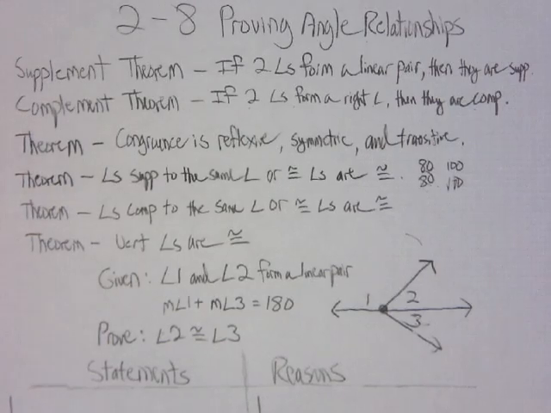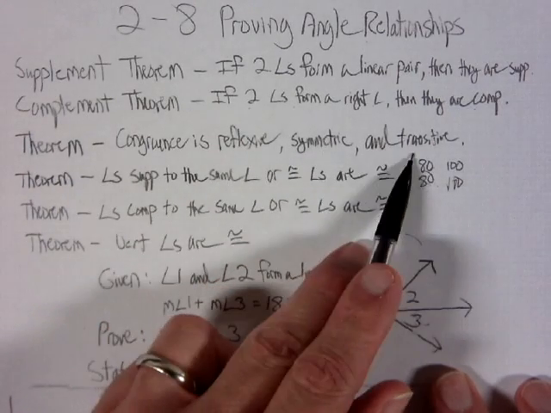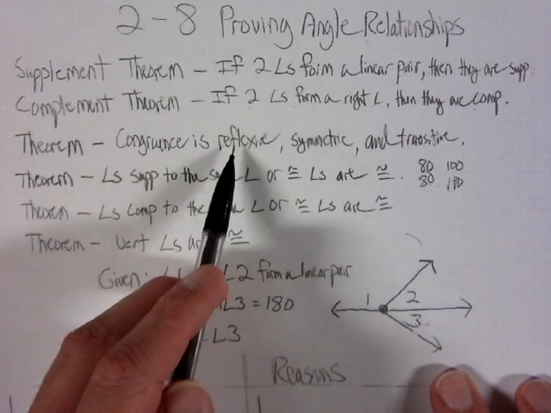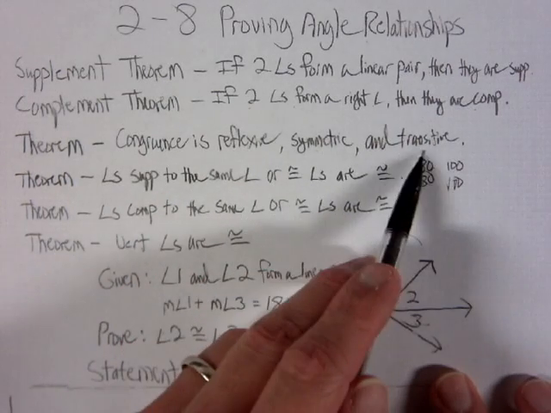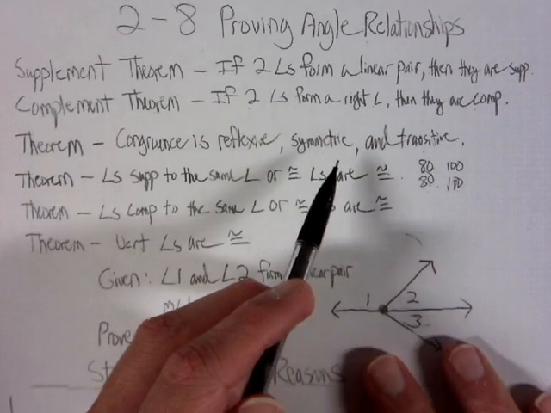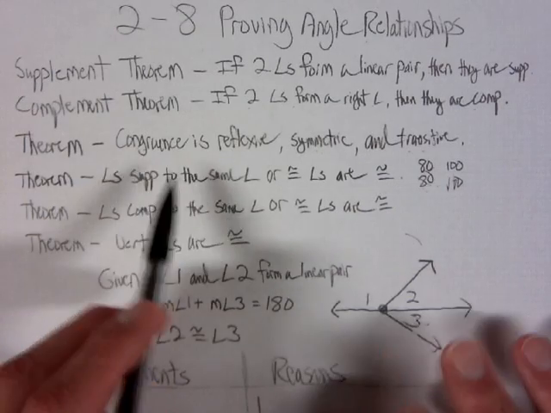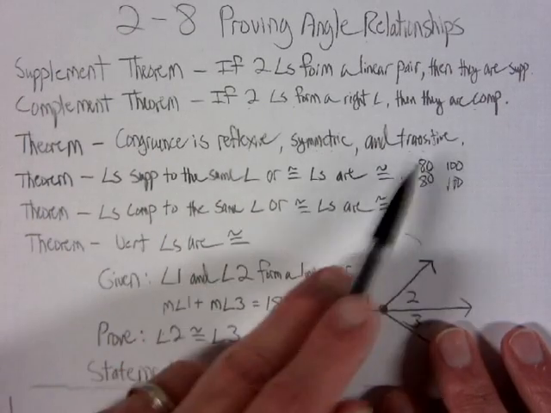All right, so the next theorem says congruence is reflexive, symmetric, and transitive. We looked at the reflexive, symmetric, and transitive properties, but we only looked at it for equality, for equals. It turns out that these three properties also work for congruence. The others don't, but these three do.